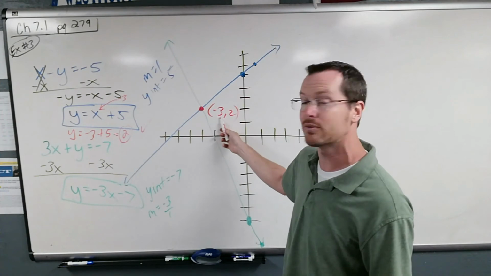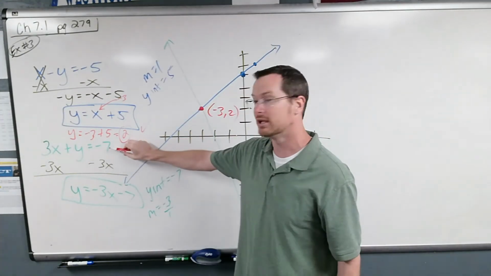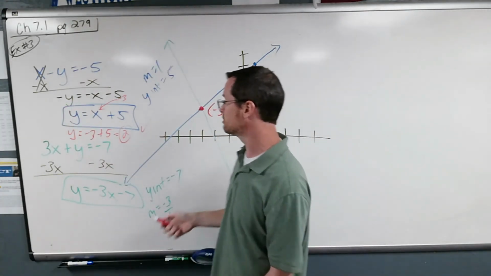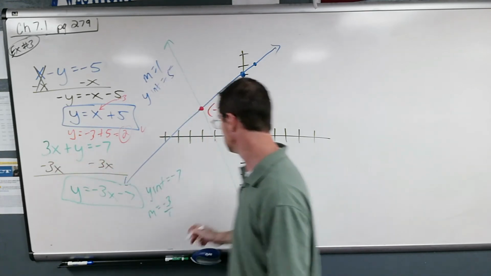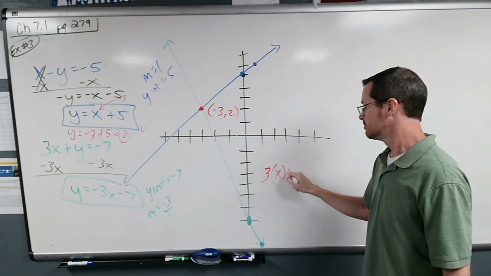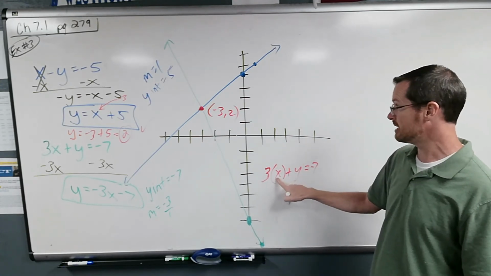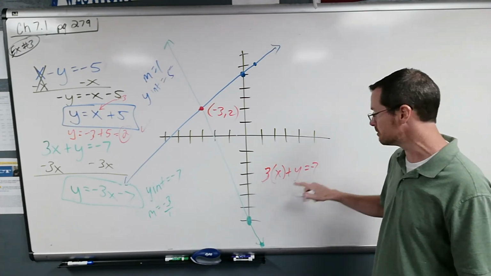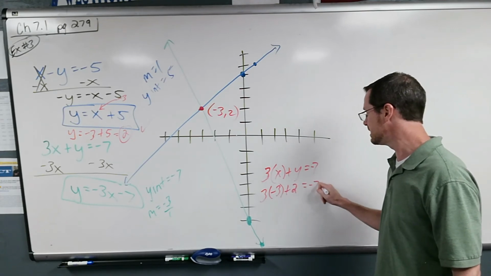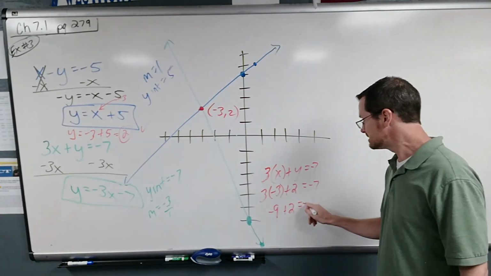So I'm going to plug negative 3 into my green line. Again, you could plug it into this, but it's probably better to plug it into the original. So if I plug negative 3 into the original, it would be 3 times x plus y equals negative 7, my bad. Let's plug it in. Plug in negative 3 and plug in 2 and see if this is true. So it would be 3 times negative 3 plus 2 is equal to negative 7. 3 times negative 3, that's negative 9, plus 2, is that equal to negative 7?